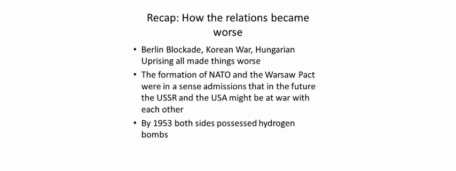The first thing is we're just going to do a quick recap. How did relations become worse up to this point? Number one, you have to remember things like the Berlin blockade, which led to the airlift, the Korean War, and the Hungarian uprising. All of these events made things worse. Of course, the formation of military alliances in the form of NATO and the Warsaw Pact were in some sense admissions that the USSR and the USA might end up at war with each other, and they needed to protect their house by getting themselves allies. Another key point is that by 1953 both sides possessed hydrogen bombs, which are 8,000 times more powerful than the atomic bomb dropped on Hiroshima and Nagasaki.